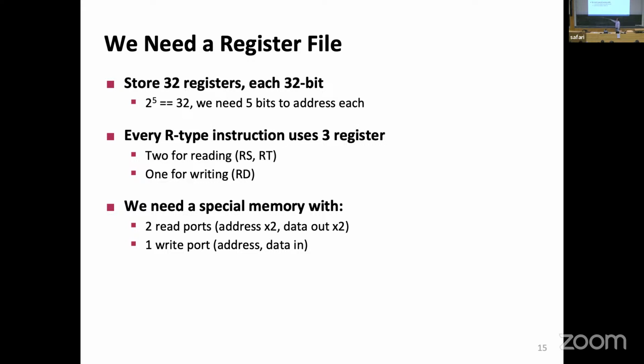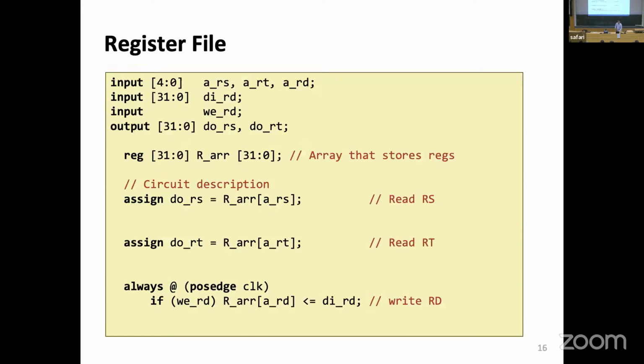In this case, I can supply 2 addresses that deliver me 2 outputs at the same time, not one after another. So this is how the register file looks in a description, and you can easily see that I have an array, 32 of them, each one 32 bits. The moment I supply this address, I'm going to get an output. The moment I supply this address, I'm going to get an output. 2 in parallel, they could be the same. Nobody says that they have to be different.